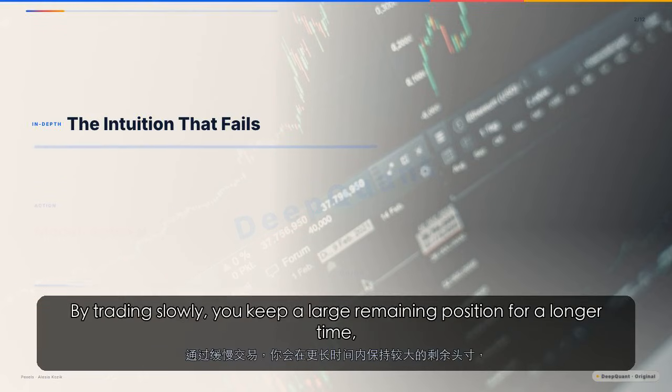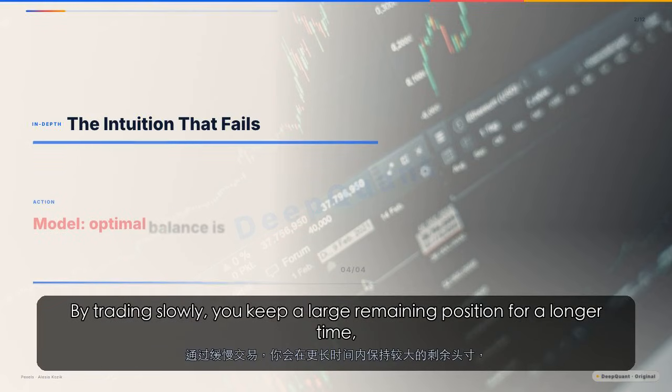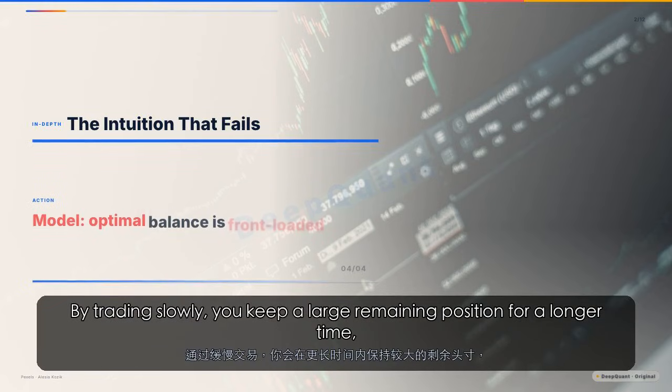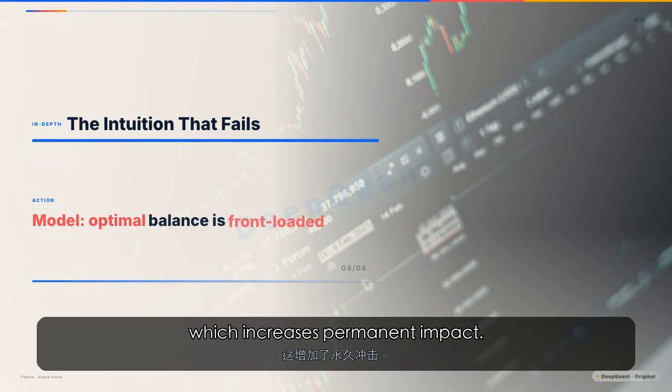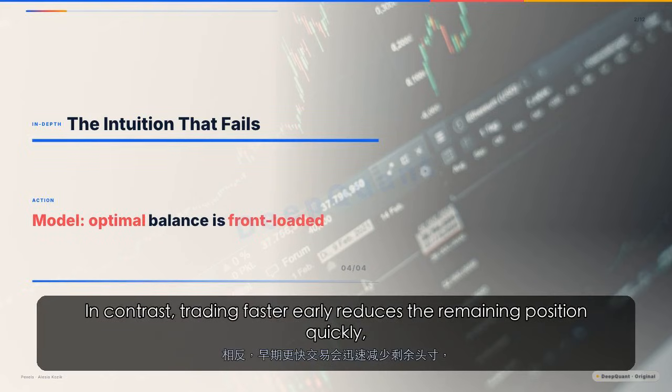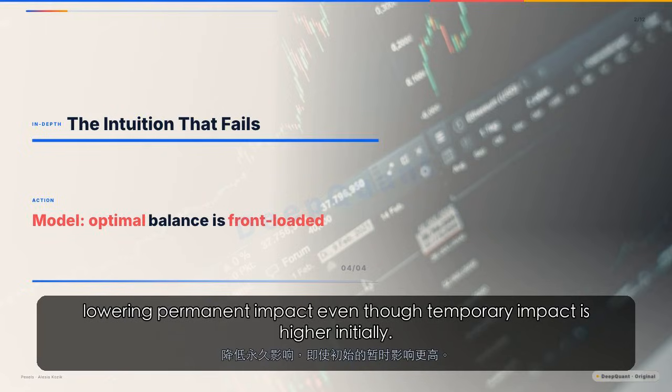expect. By trading slowly, you keep a large remaining position for a longer time, which increases permanent impact. In contrast, trading faster early reduces the remaining position quickly, lowering permanent impact even though temporary impact is higher initially.